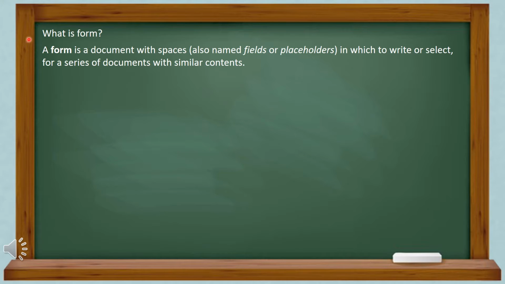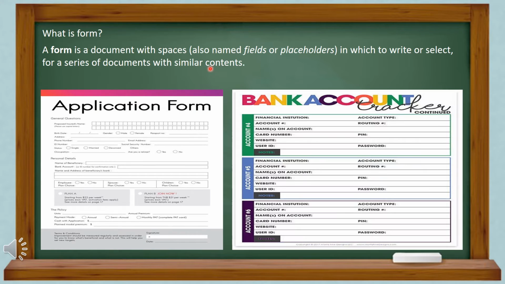So the first question that may arise in your mind is, what is a form? Here is a definition. A form is a document with spaces, also named fields or placeholders, in which to write or select for a series of documents with similar contexts. That means a form is a document with blank fields in which we need to write or enter data or information. Now, let's see some forms.